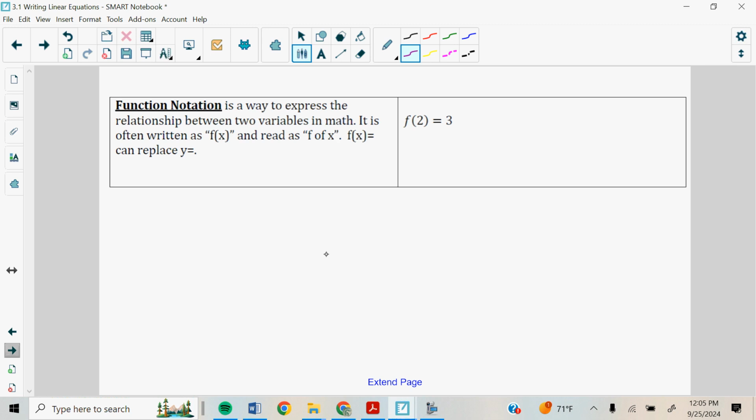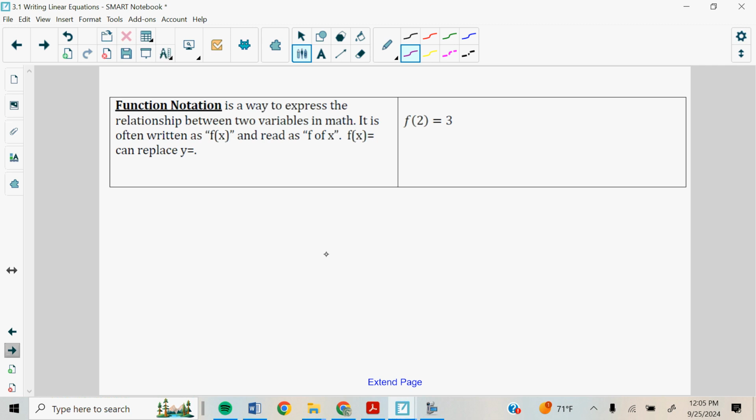All right, function notation. We talked about function notation at the end of chapter 2. Remember that it's a way to express a relationship between two variables in math. It's often written as f of x and reads f of x. So f of x can replace y equals.